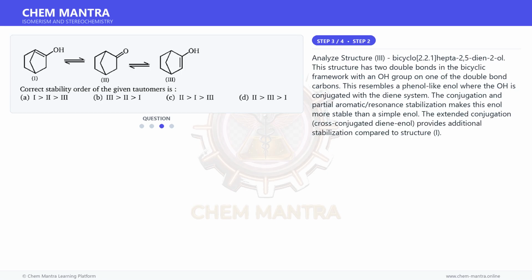Moving on to the next step. Analyze structure 3, bicyclo[2.2.1]hepta-2,5-dien-2-ol. This structure has two double bonds in the bicyclic framework with an OH group on one of the double bond carbons. This resembles a phenol-like enol where the OH is conjugated with the diene system. The conjugation and partial aromatic resonance stabilization makes this enol more stable than a simple enol. The extended conjugation, cross-conjugated dienol, provides additional stabilization compared to structure 1.